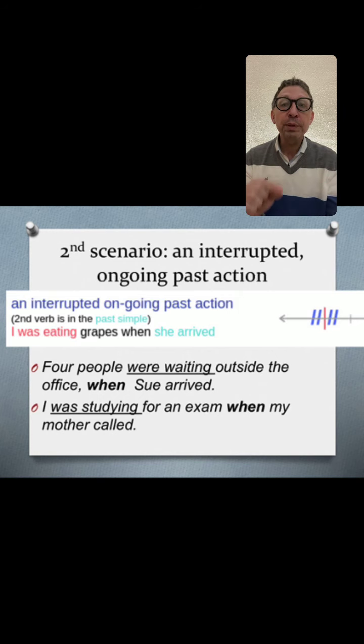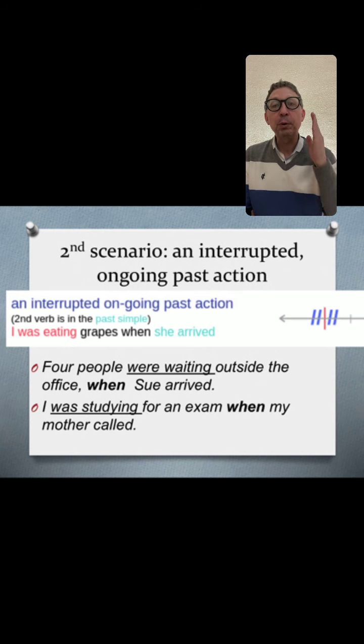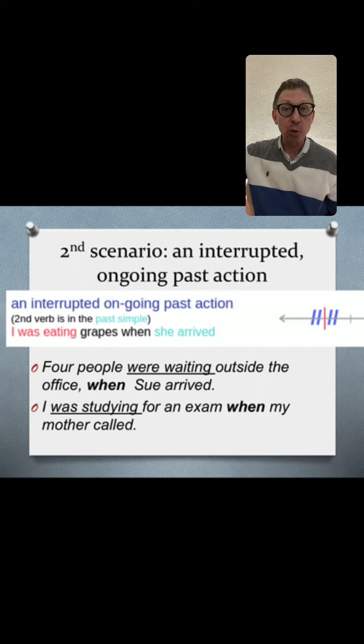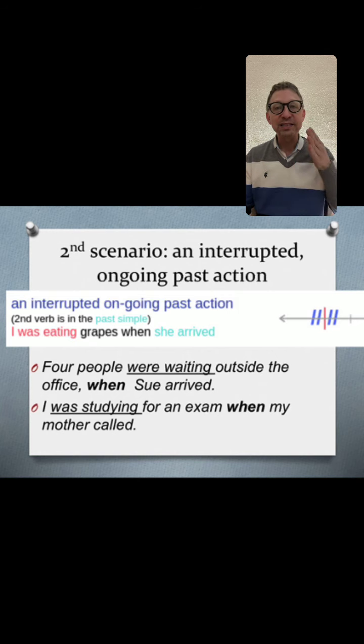So 4 people were waiting outside the office when Sue arrived. So Sue arrived is a simple past. It's a concrete, definite action at a definite time. The waiting is the continuous. You started waiting before Sue arrived, and then Sue arrived, and you were still waiting. So 4 people were waiting outside when Sue arrived. And when is your clue that you have this interrupted action. When followed by past simple, we have an interruption in a past continuous action.